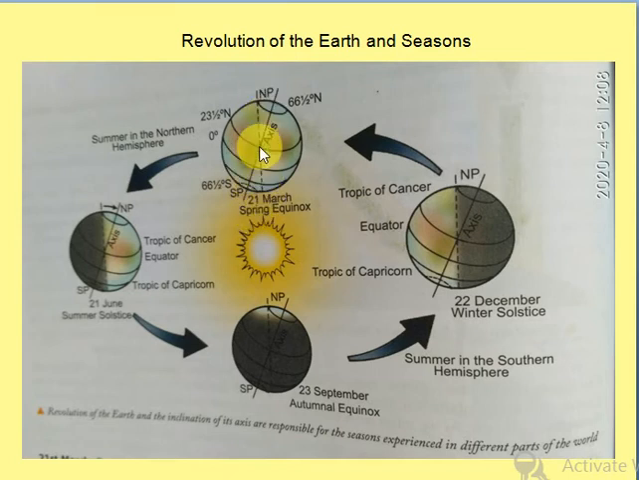At this position, neither of the poles is tilted toward the sun. So the whole earth experiences equal day and night on 21st March and 23rd September. This is called equinox. So what is it called? Equinox.